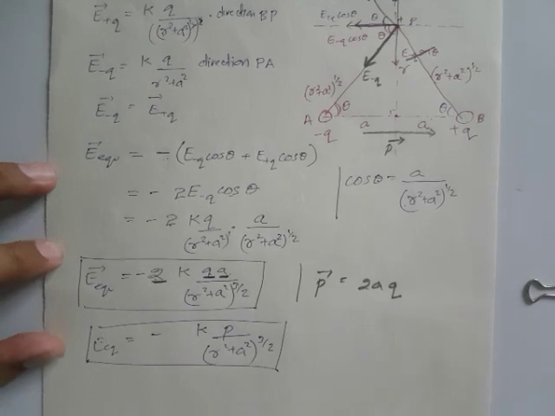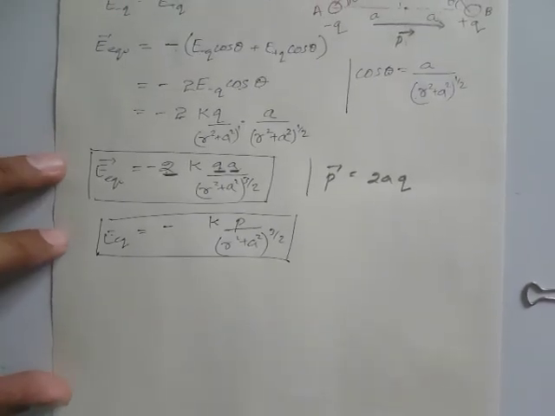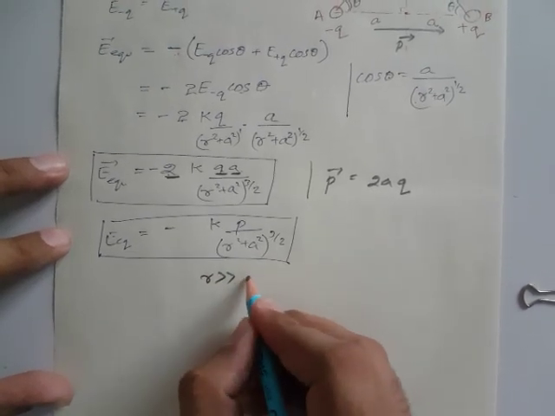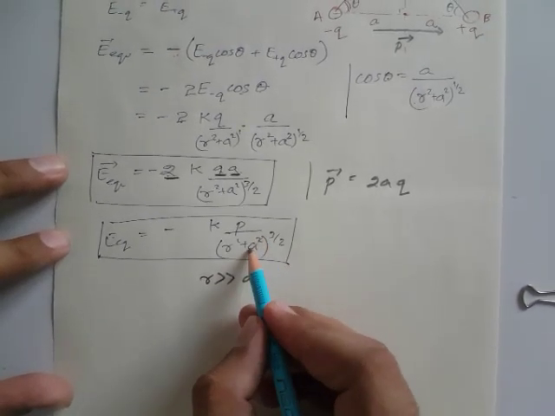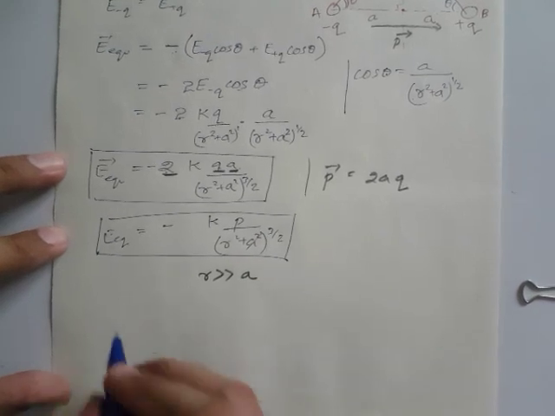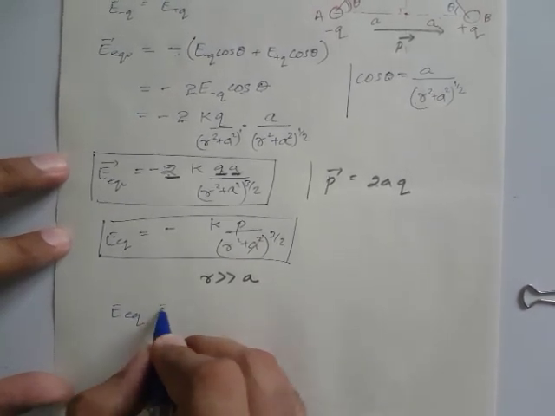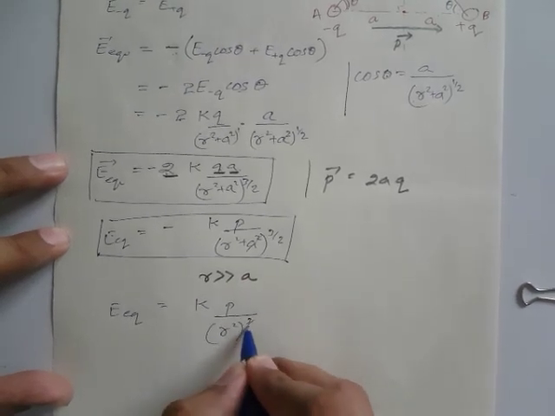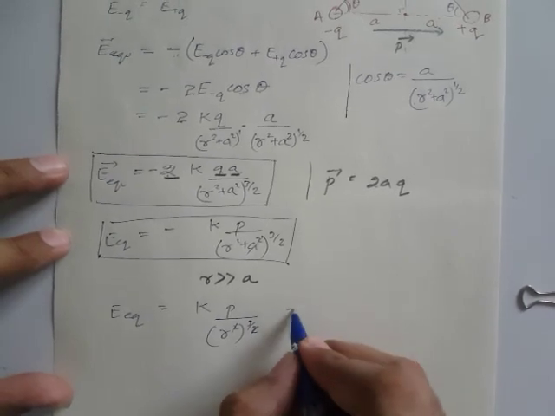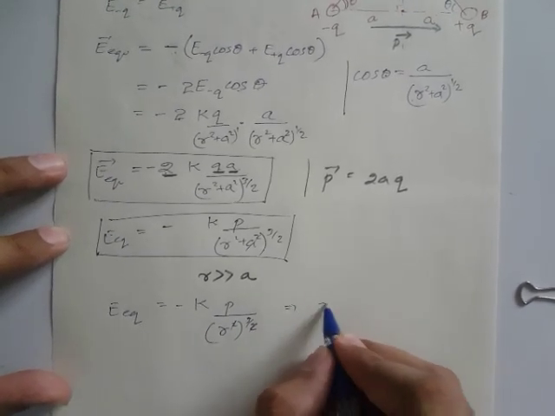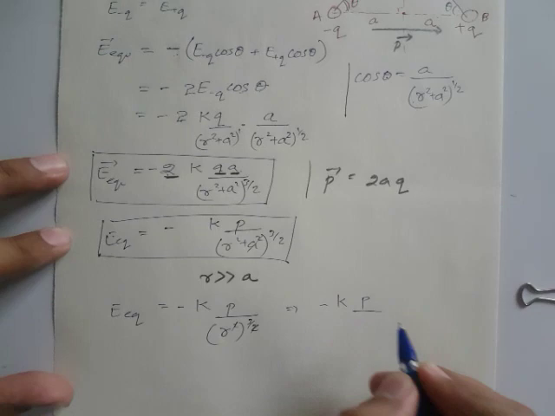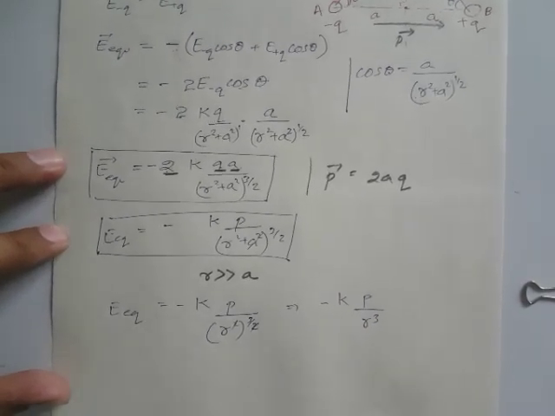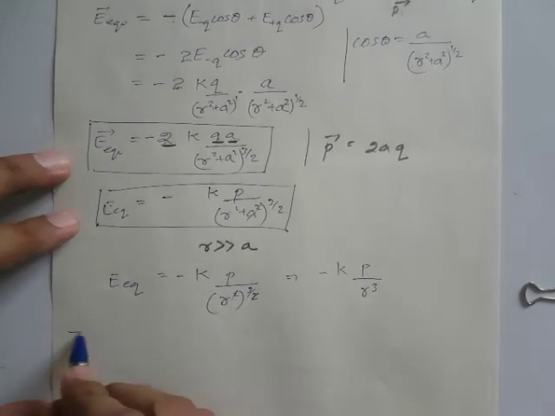Now let's talk about its case. What do we mean by case? In this formula, if we consider R is very much greater than A, we can neglect this A. If we neglect this A, what we get here is E equatorial equals KP upon R square to the power 3 by 2, and this power can be cancelled out. We'll get over here minus KP upon R cube. That's it. So here we have completed our equatorial.